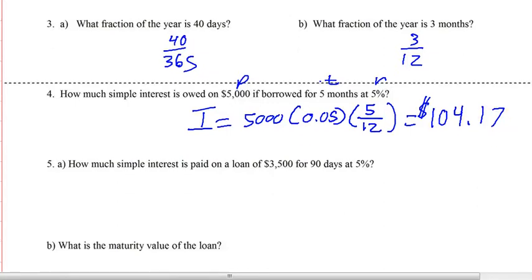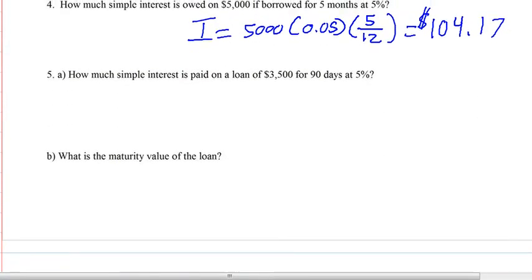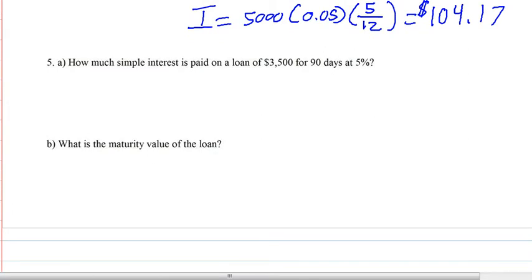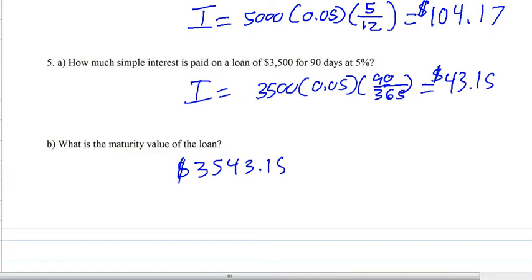So let me have you try one yourself. Find the simple interest and find the maturity value for this loan. So let's just say you take out a loan of $3,500, but you'll need it for 90 days at 5%. What would the maturity value be? Hit pause, give it a shot. Alright, so you should have had $43.15. And for the time, you should have used 90 out of 365 because there's 365 days in a year. And then the maturity value is just the principal, which is $3,500, plus the amount of interest, which would give you $3,543.15. And that is simple interest.